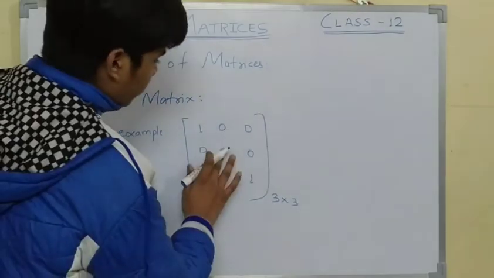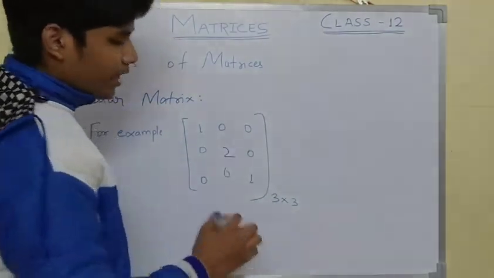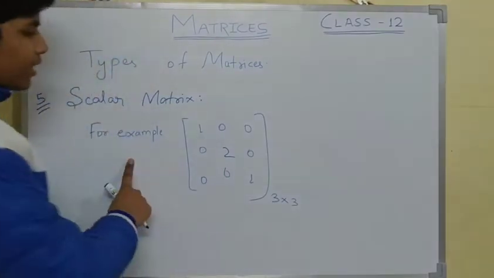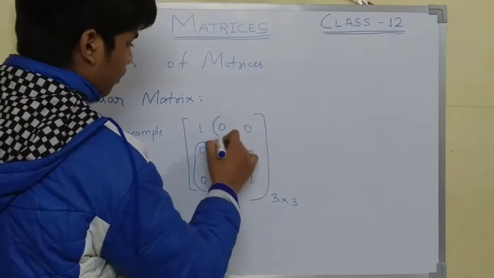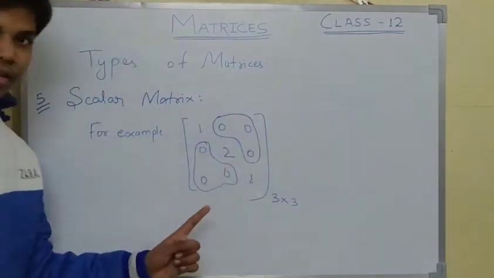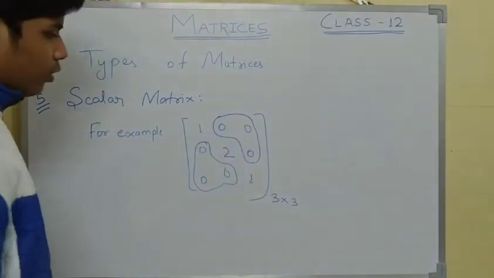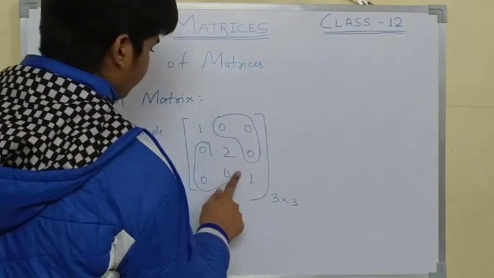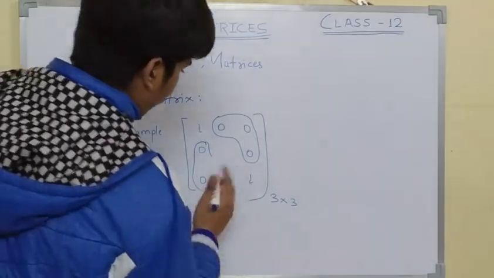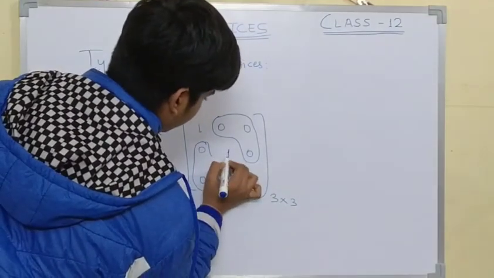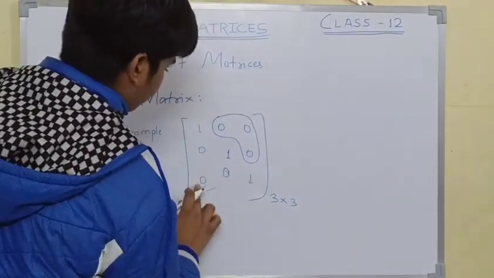If we write 2 in place of 1 somewhere, then it is not a scalar matrix, it is a diagonal matrix. And the rest of the numbers should be 0, and no other number should be written there, in the case of diagonal matrix and scalar matrix also. And in a scalar matrix, the elements present diagonally should also be equal, here which is 1.